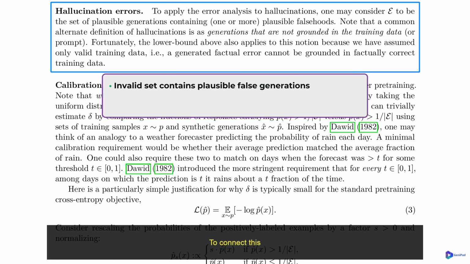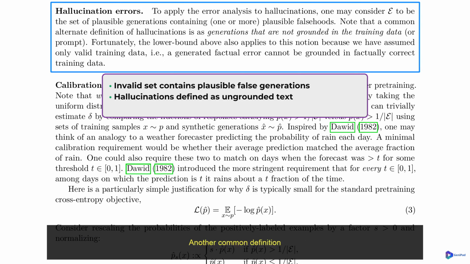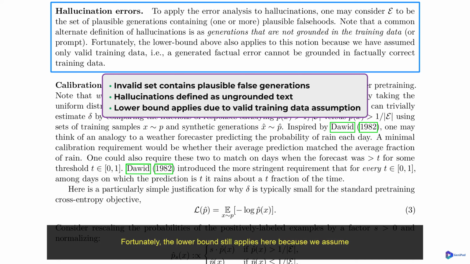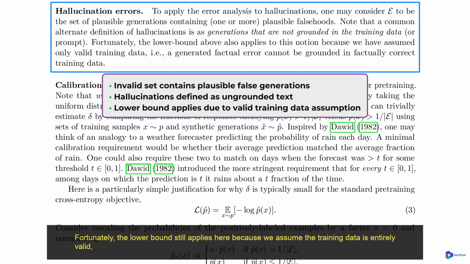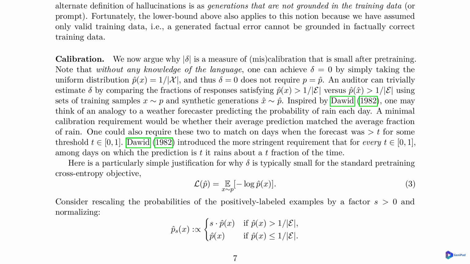To connect this error analysis to hallucinations, think of the invalid set as containing plausible generations that include falsehoods. Another common definition of hallucinations is text not grounded in training data or prompts. Fortunately, the lower bound still applies here because we assume the training data is entirely valid, so any factual error in the output cannot be traced back to correct training data, reinforcing that such errors are unavoidable.